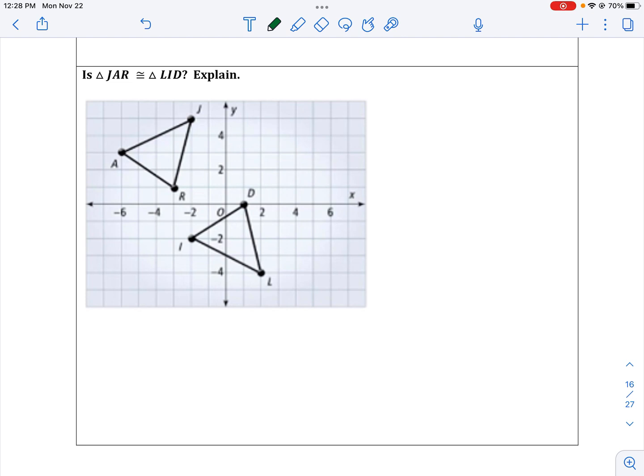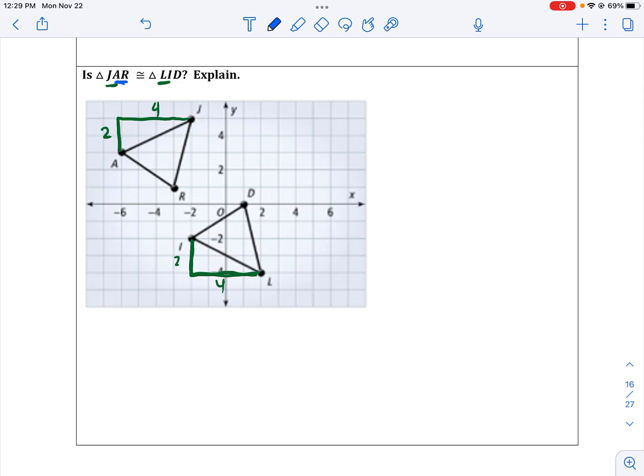So is triangle JAR congruent to triangle LID? Well, we can do that by seeing if the side lengths are the same. And back when we did the Pythagorean theorem, we can make these triangles right here. To go from J to A, I have a 2 by 4 triangle. Now you could do the Pythagorean theorem to find the actual side length, but since J and A are the first two listed, L and I should be the exact same right triangle. And if you look, that is also a 2 by 4 triangle. So far, those two side lengths are the same.